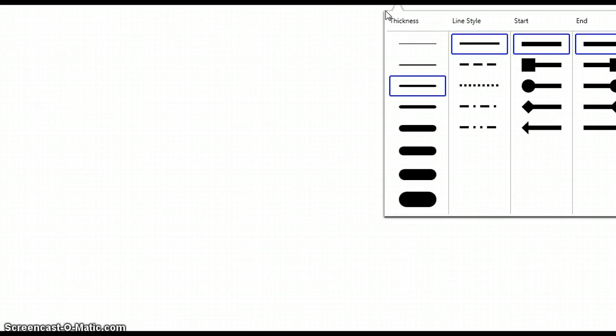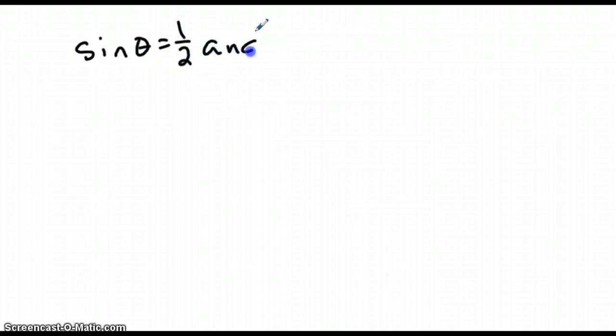Okay, suppose that I said that the sine of theta equals 1/2 and cosine of theta is less than 0. Now I want you to find all 6 trig functions for theta.